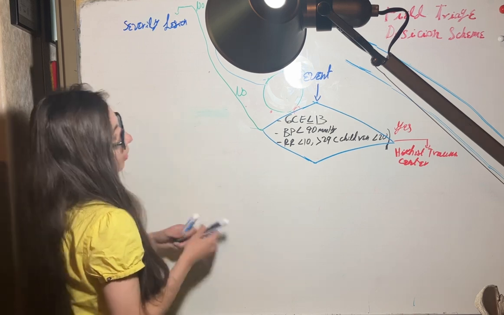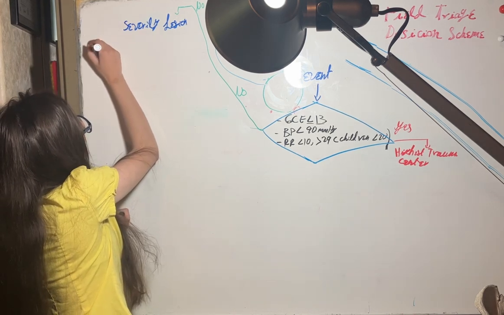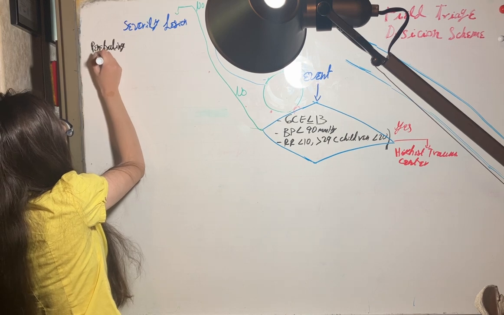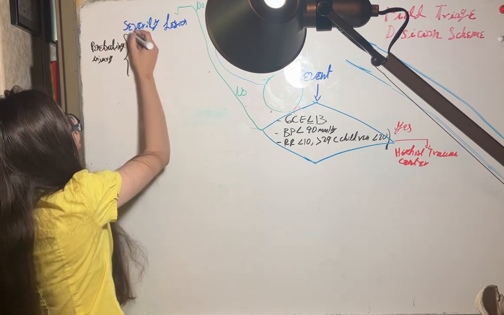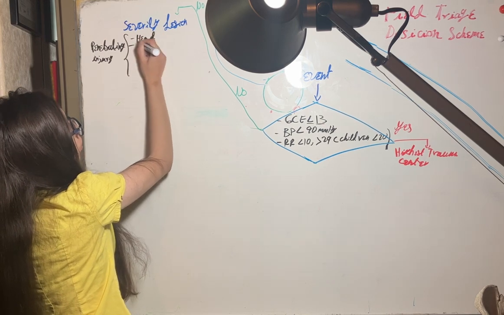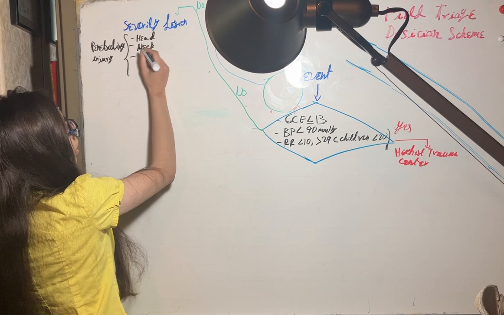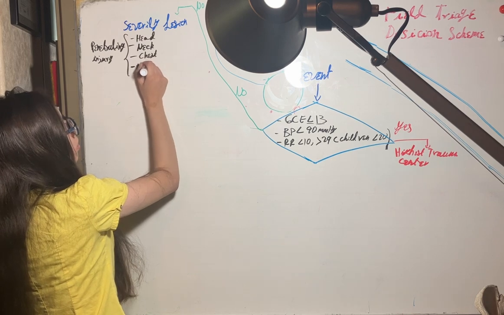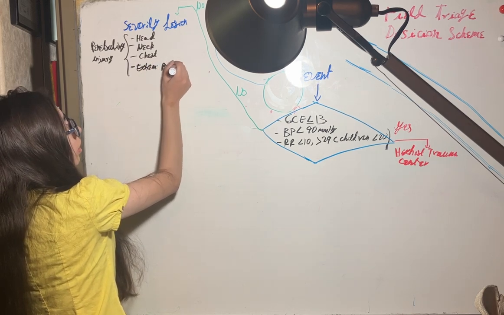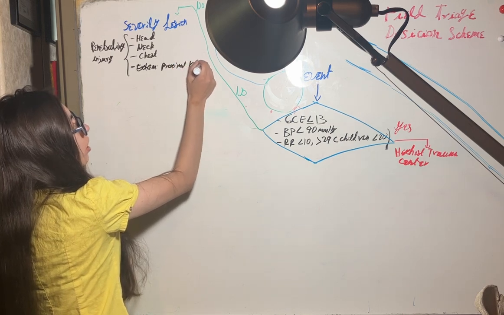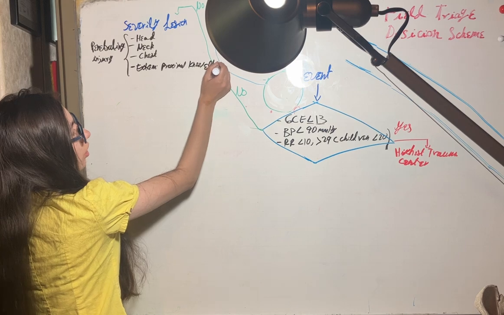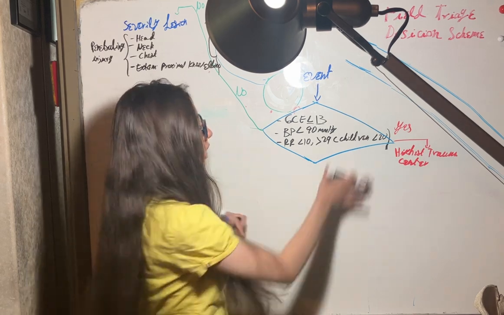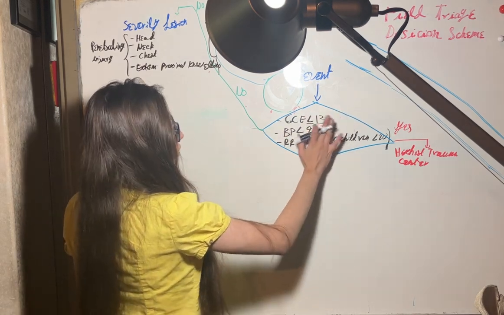So if the patient has a penetrating injury in the head or the neck or the chest or in the extremities proximal to the knee or the elbow, all this implies that the patient needs to go to a trauma center, even if this does not apply.